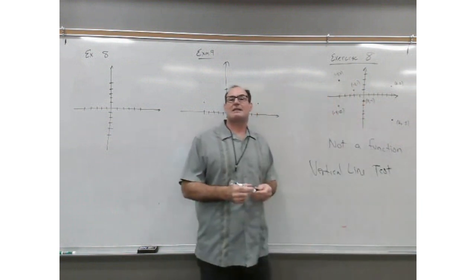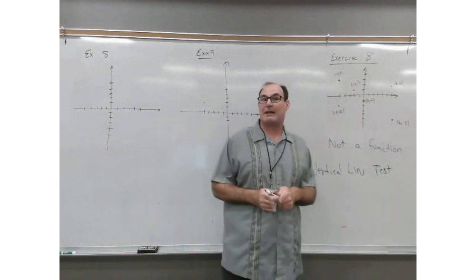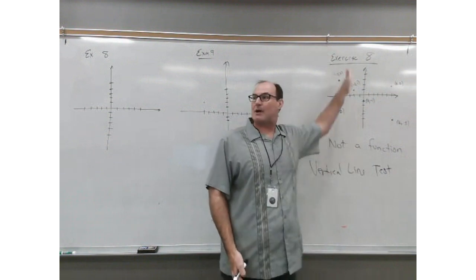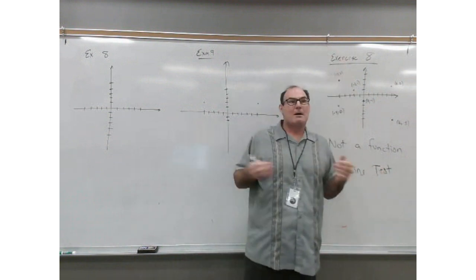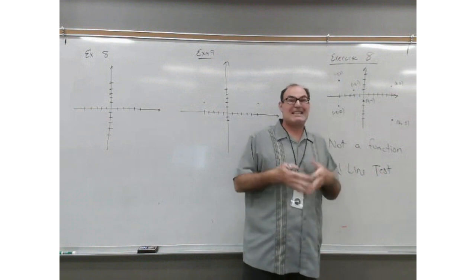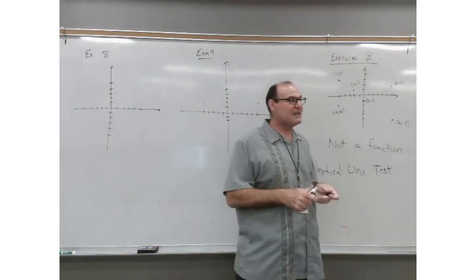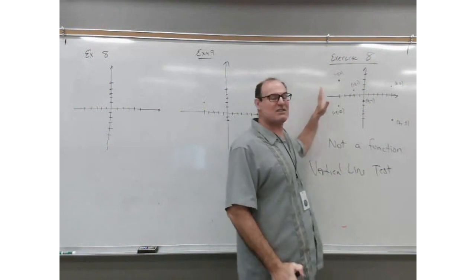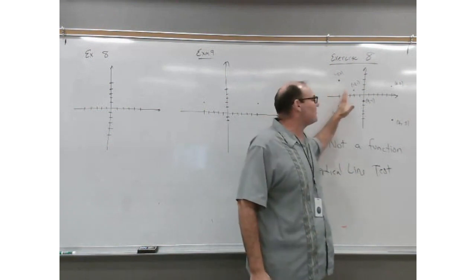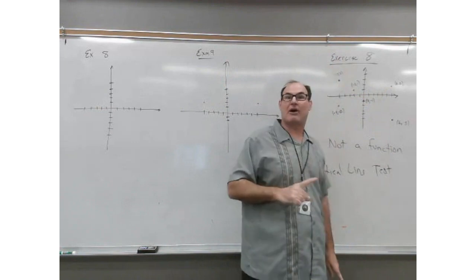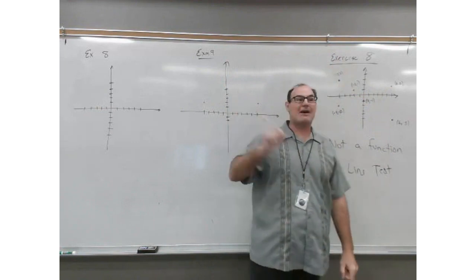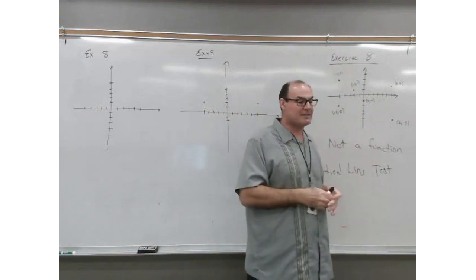The vertical line test. Now remember, the equation of a vertical line, vertical means up and down, straight up and down. The equation of any vertical line is x equal to a number. Basically, the vertical line represents the x value. So if you can take a vertical line and pass it over your graph, if it always hits one place, you've got yourself a function. If a vertical line ever hits in more than one place, it's not a function.